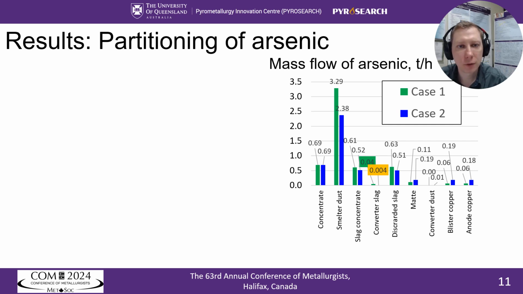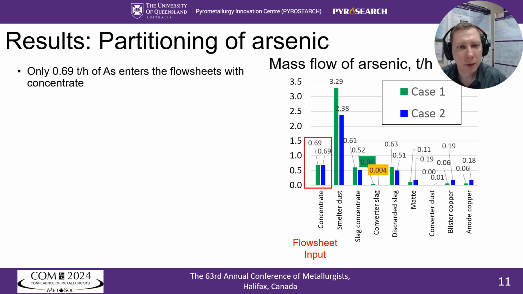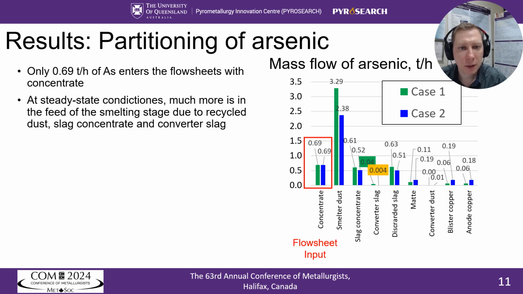This slide shows the partitioning of arsenic calculated in the present study. We can see that 0.69 tons per hour of arsenic enters the process with the concentrate, but a much higher amount is being recirculated in the form of smelter dust, slag concentrate, and converter slag.